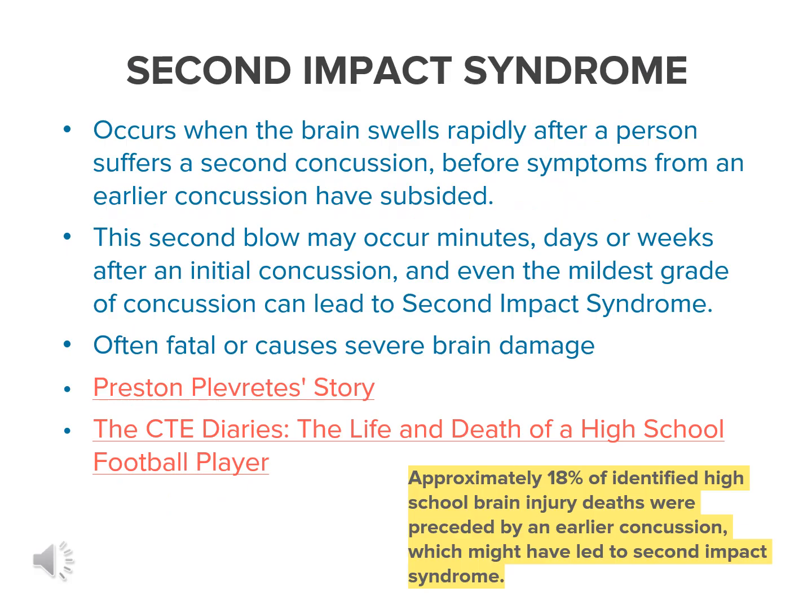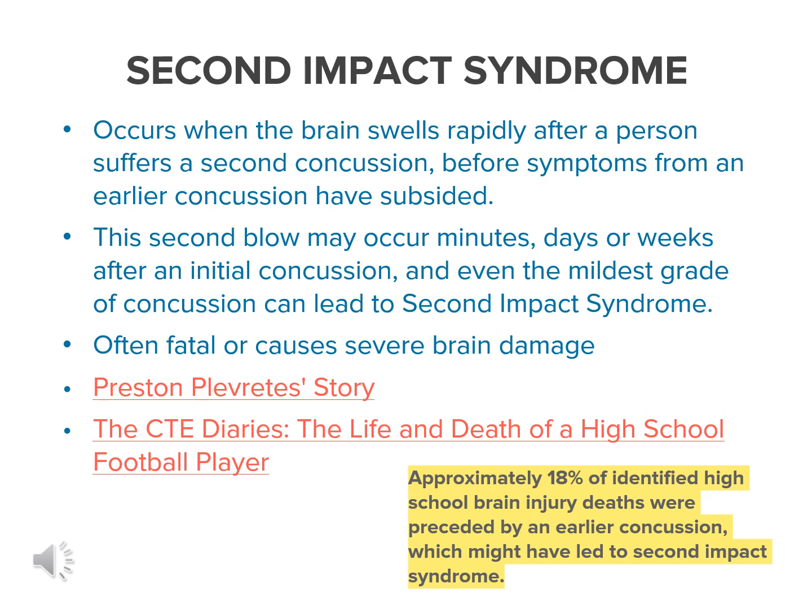Second impact syndrome. This occurs when the brain swells rapidly after a person suffers a second concussion before symptoms from an earlier concussion have subsided. The second blow may occur minutes, days, or weeks after an initial concussion, and even the mildest grade of concussion can lead to second impact syndrome. It can be fatal or cause severe brain damage.